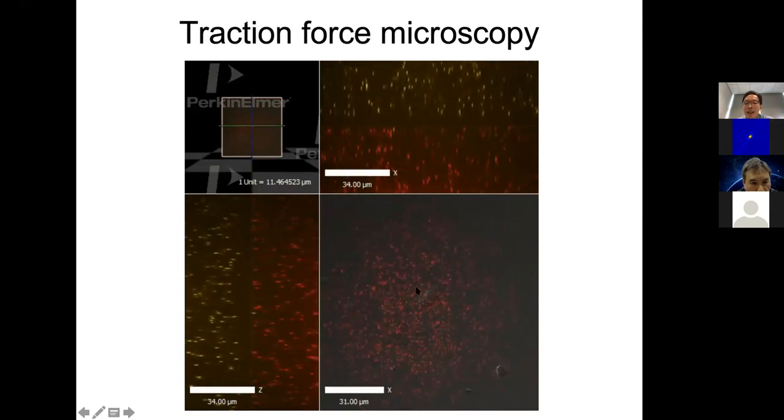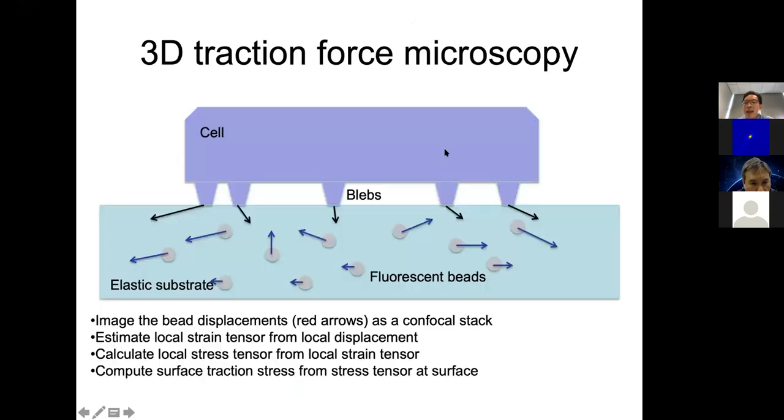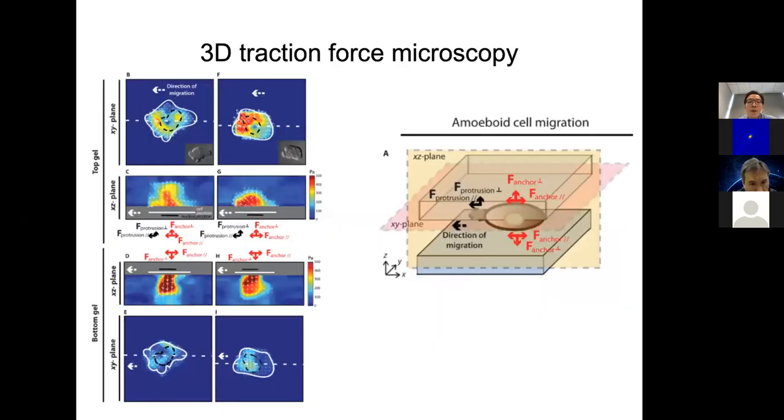So you can see the cell is migrating here, and then we can track the movement of the beads. From this, we can image it over time and capture it in 3D, and actually back calculate the force that a cell exerts. So now I have a system where I can calculate the forces that the cells exert on this substrate.